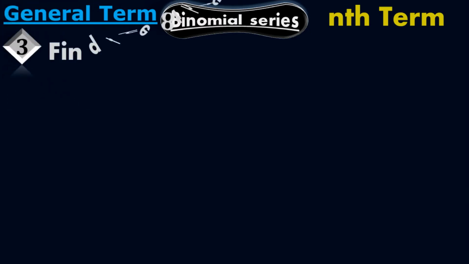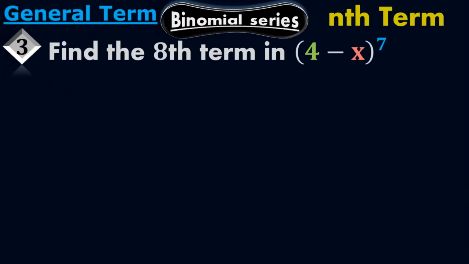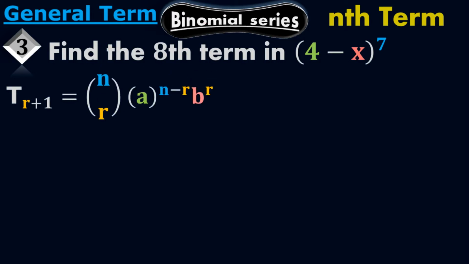Example number 3. Find the 8th term in (4 minus x) to the whole 7. We need to find that specific 8th term in the binomial series. The equation to find the general term is t sub r plus 1 equals n choose r into a to the n minus r times b to the r. This is the general term equation to find any specific term for the binomial series.